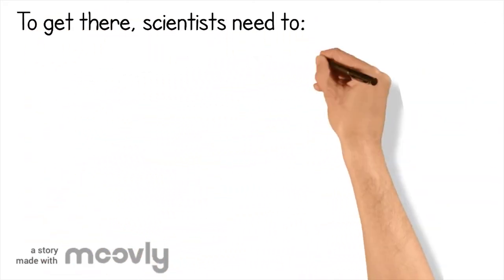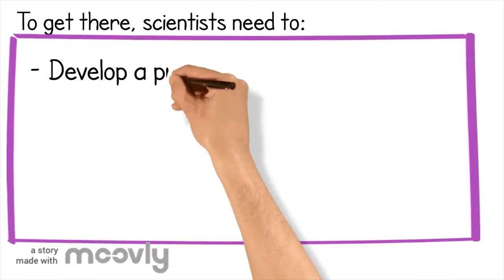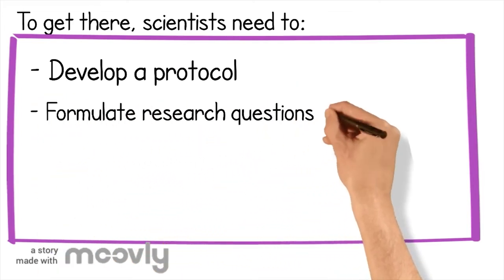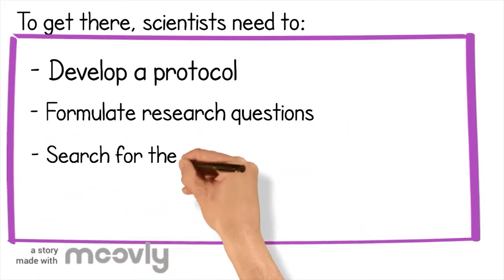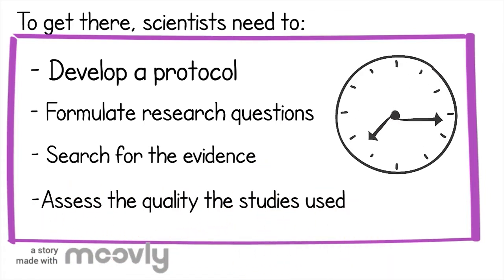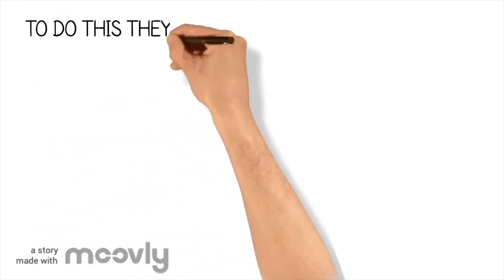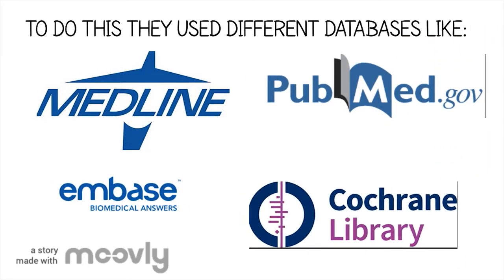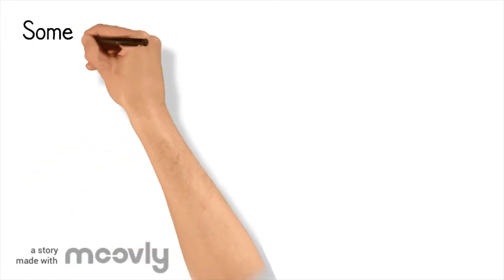So to get there, scientists must develop a protocol, formulate the research questions, search for the evidence, and assess the quality of the studies. To do this, they collect information from databases, like the one shown here. But some studies may never see the light of day.